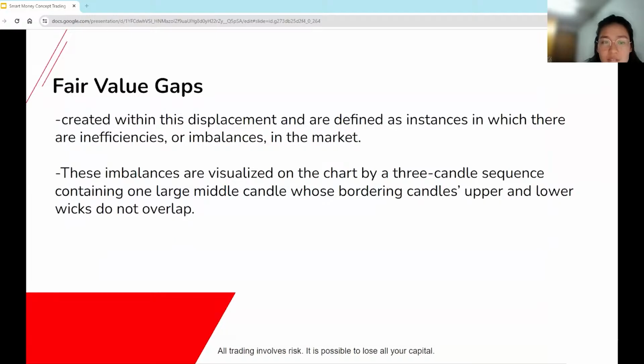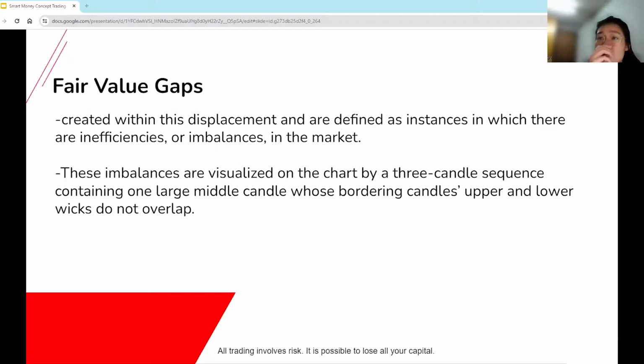Now let's look at fair value gaps. These are gaps in the price chart where there is a sudden jump between two price levels, often because of a big move. These gaps can be like unfilled areas on a map, and the market doesn't like these gaps, and prices often return to fill them. Spotting these gaps can help us to predict where the price might retrace or go back to.